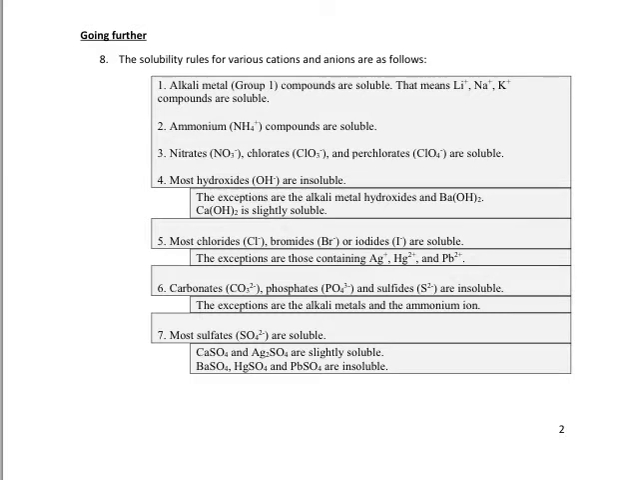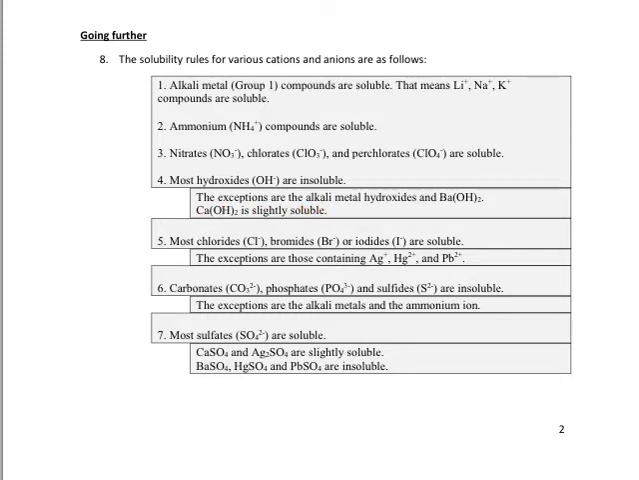So it tells you that lithium, sodium and potassium compounds are always soluble. It also tells you ammonium compounds are soluble, and any compound that's got nitrate, chlorate, or perchlorate in it is soluble. So anything that you see with those compounds, you know is going to dissolve in water. It also tells you that most hydroxides don't dissolve in water, but the alkali metal hydroxides, that's lithium, sodium, potassium, they will dissolve in water, and barium will, calcium will a bit.